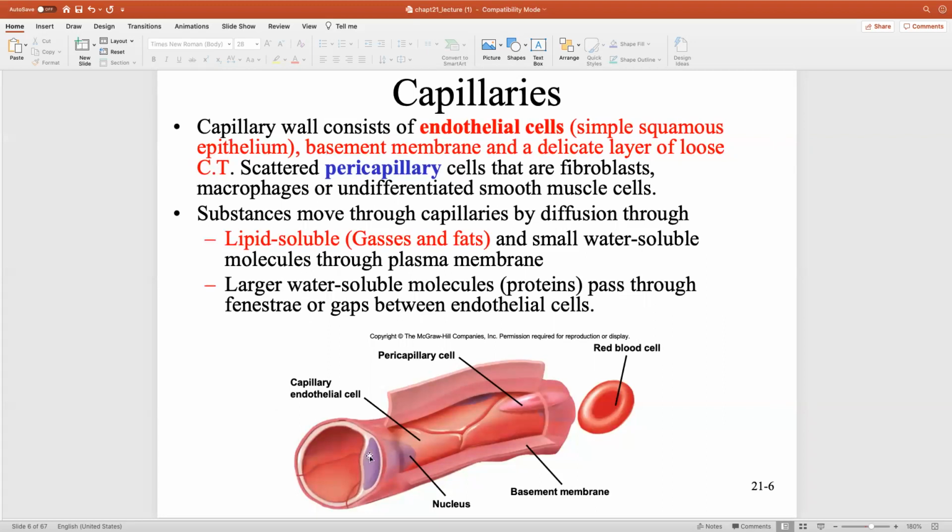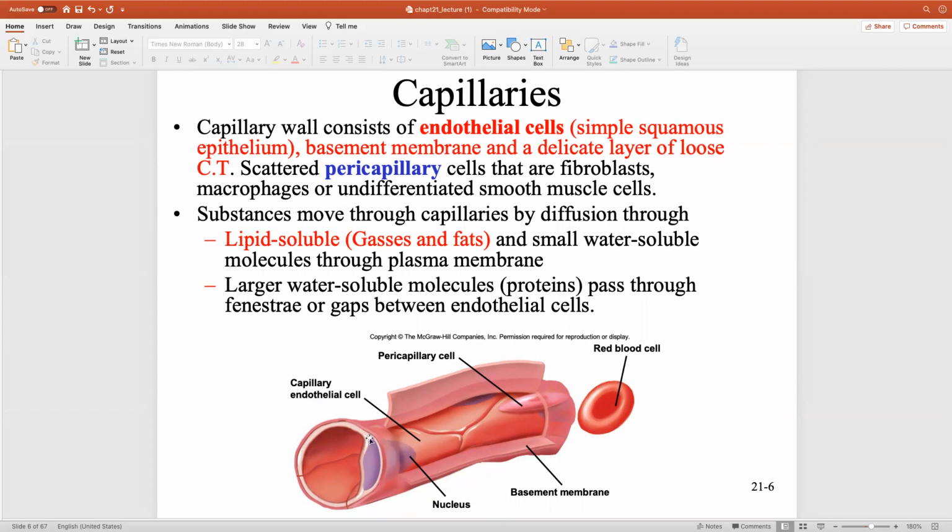Capillaries are very thinly walled. If you take a look at it, capillaries are basically endothelial cells, which are simple squamous epithelial cells, and a little bit of basement membrane, and that's it. So what we're going to see is these cells are very squished. Blood is going to go inside the lumen, and oxygen from the red blood cells diffuses through the endothelial cell, goes through the basement membrane, and then goes into the tissues.